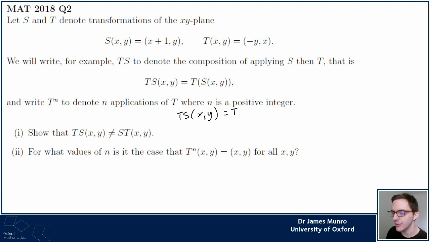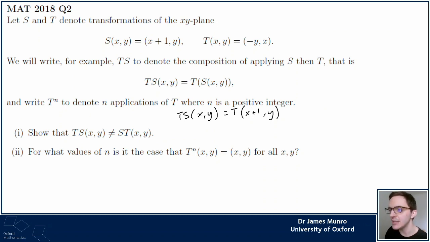So I'll leave the T alone for now, and I'll write down what S of (x, y) is. That's (x + 1, y). So I've taken S and applied it to (x, y). The way to do that is you add 1 to the first coordinate. Okay, now I've got to apply T to this thing.